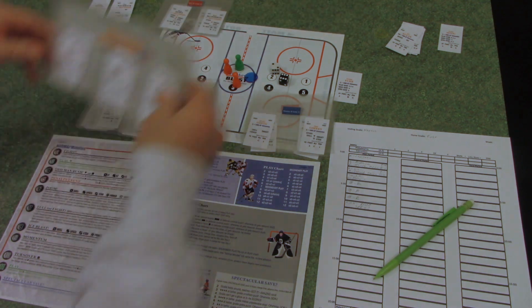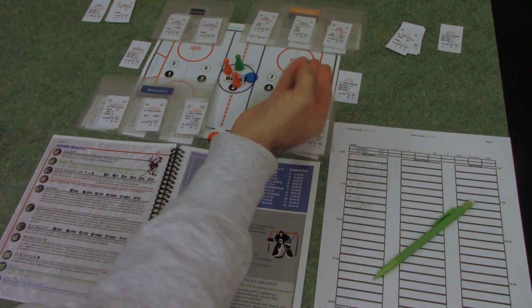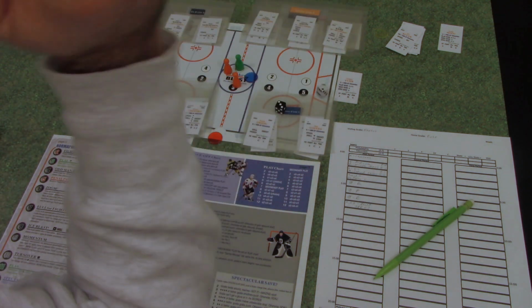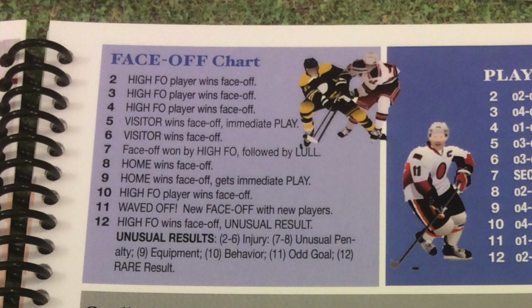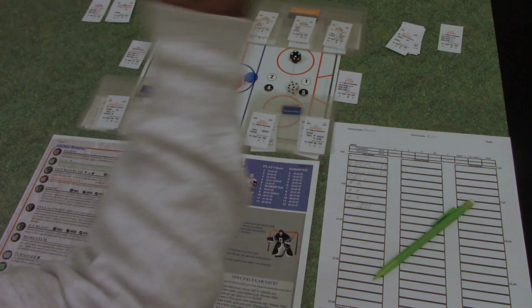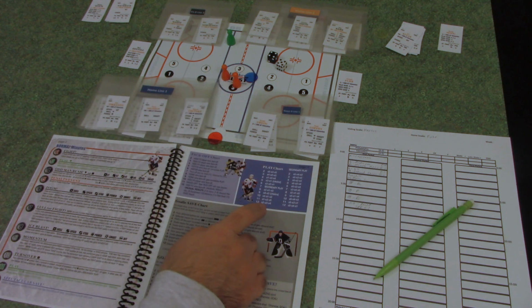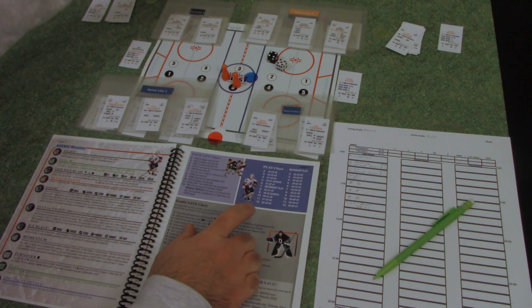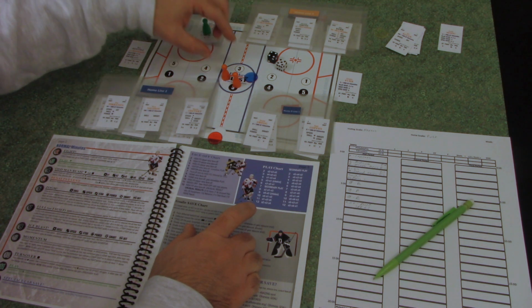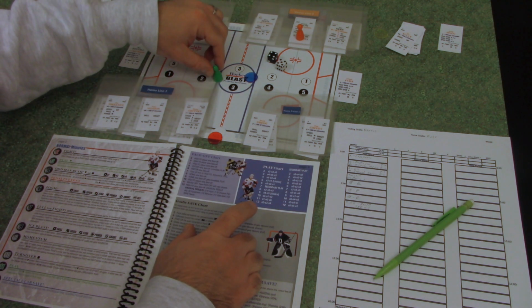This will be the last minute of the fighting penalty for McSorley and Tocchet. Face off at middle ice. We get a 5. This time the visitor wins the face-off and gets an immediate play. So Philadelphia trying to take the lead here. So we roll a 9. We'll go right to the play chart. And this time it's 4-2 choice. So it's going to be Samuelson to Smith. Whoop. And we get our choice.